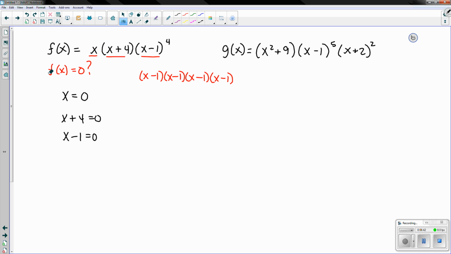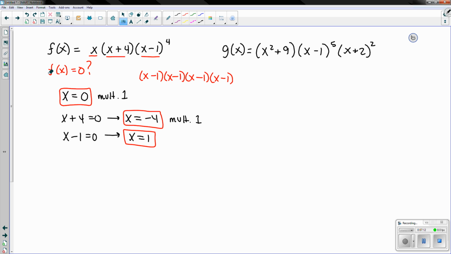So when I solve each of these, x equals 0 is already solved for us. That's one of our real zeros. When we solve this, we get x equals -4, and this will get us x equals 1. So we have 3 real zeros that occurred as a result of the zero product property, but how many times did each zero occur in our solution set? So x equals 0 occurred once, so it has multiplicity 1. x equals -4 occurred once, so multiplicity 1.